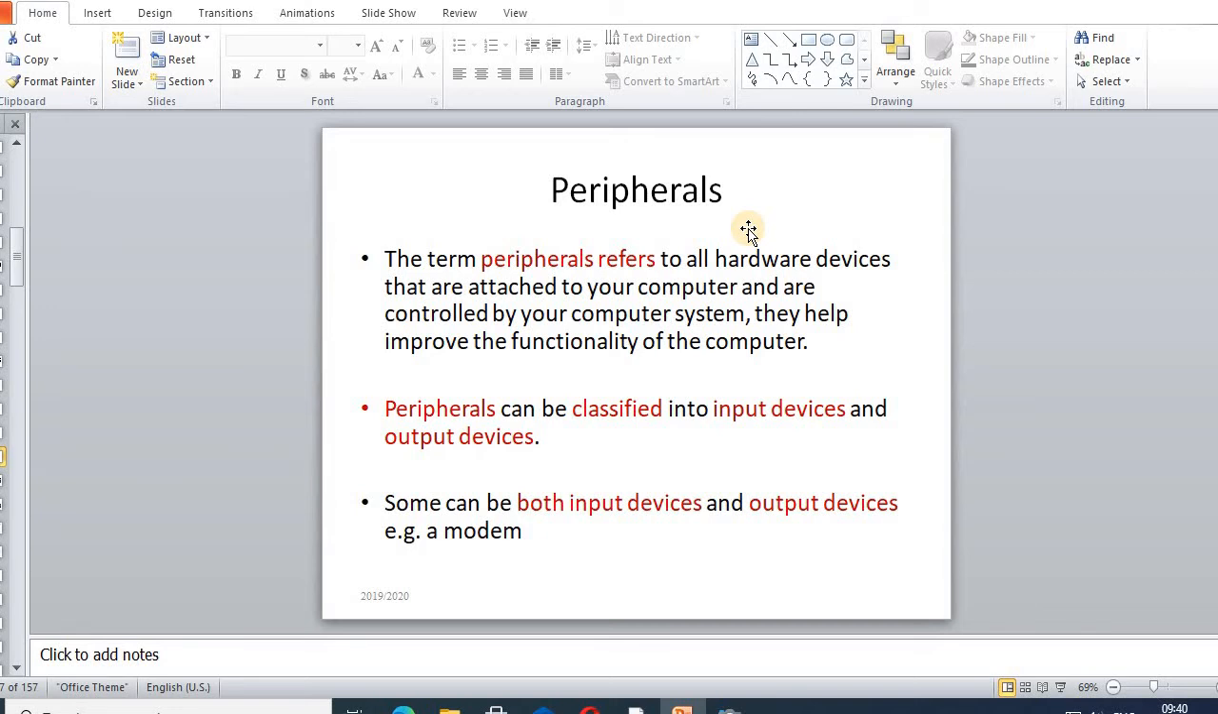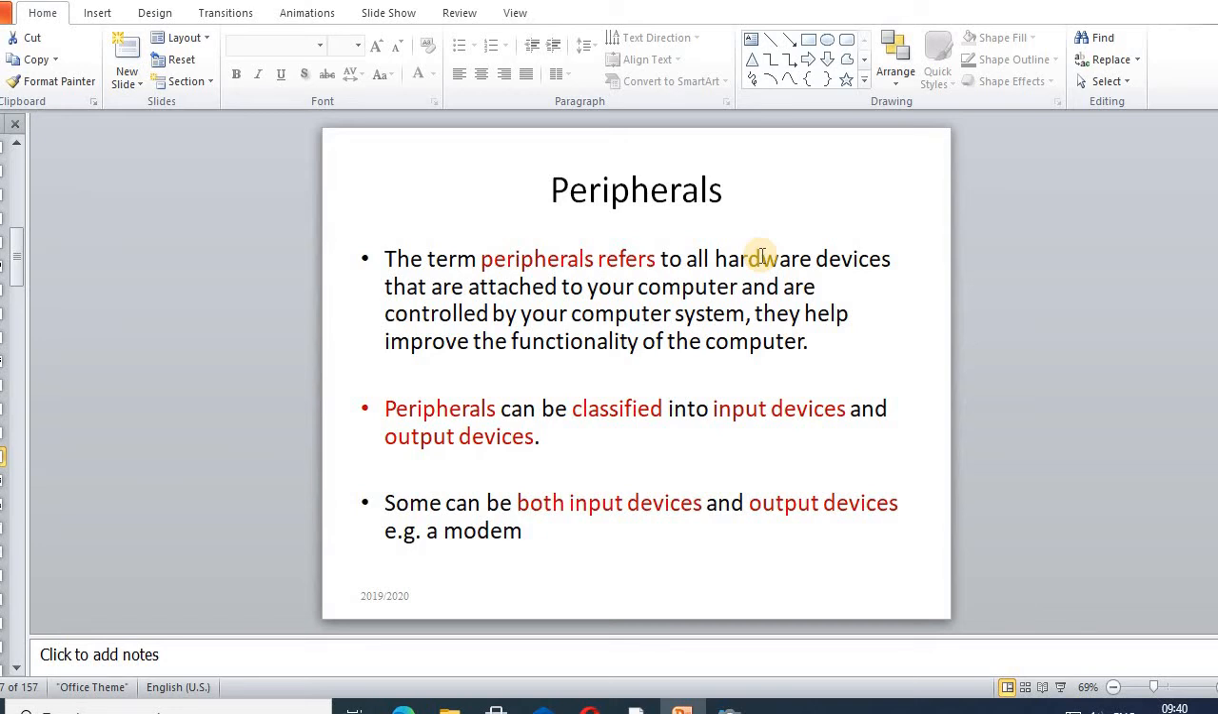You will see the term peripheral refers to all hardware devices that are attached to your computer. I think that's where people get lost. And now listen, they are controlled by your computer system. Is it okay? But what makes the peripheral different is that they help to improve the functionality. So that's what makes it different. But if you look at it, they are all hardware, and they are all controlled by the computer. But what do they do now to the computer?